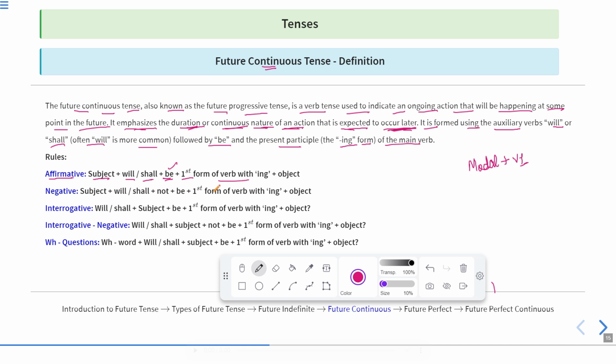Now, let us move to the next one. Subject, then will and shall, then not, then be, then first form of verb with ing and then object.